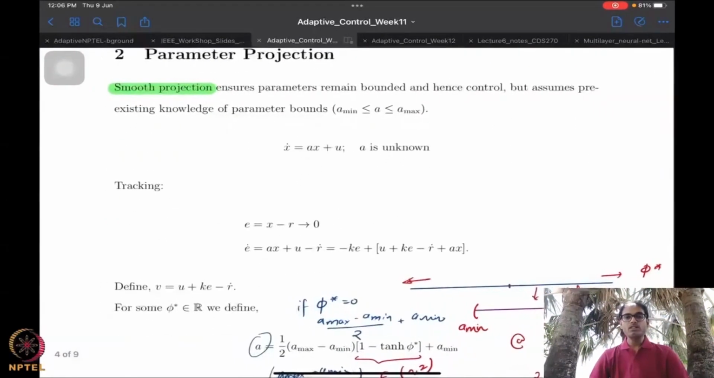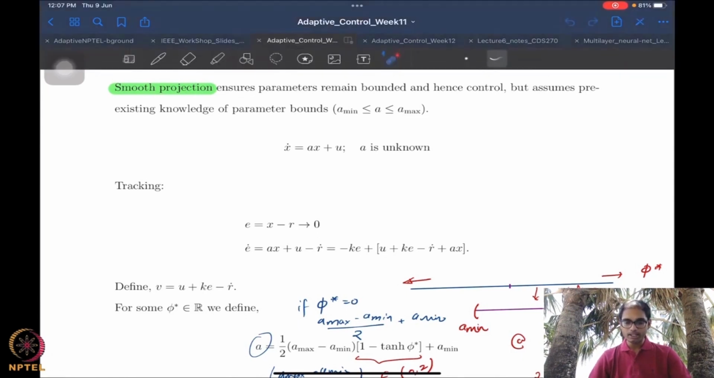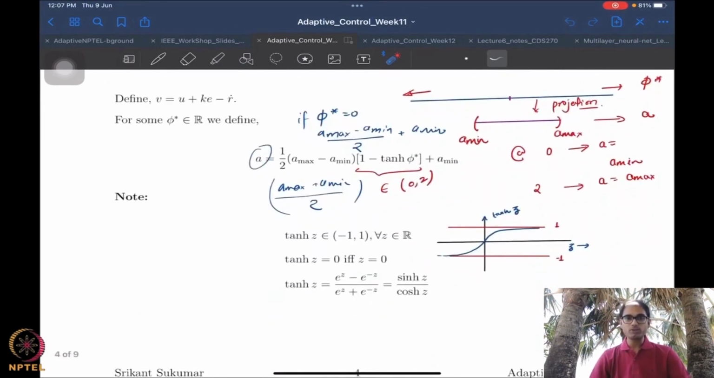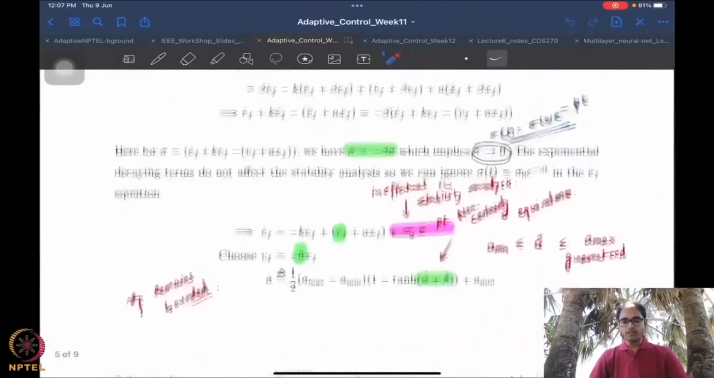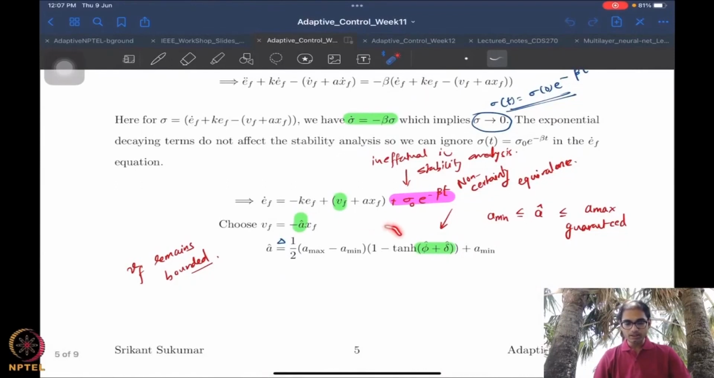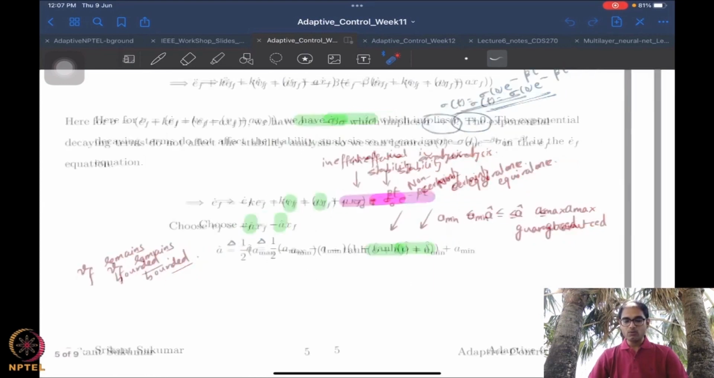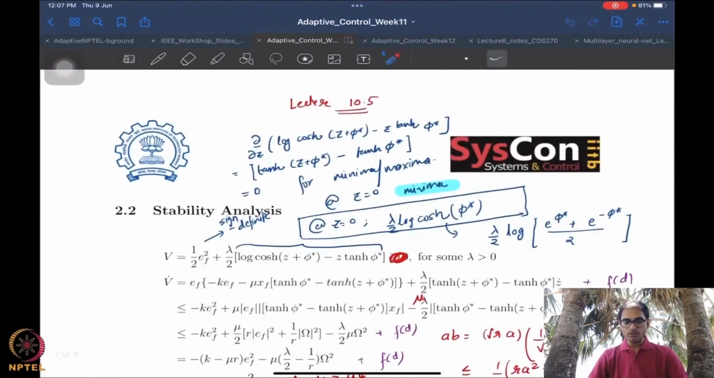In which we assumed some prior knowledge of bounds on the parameter, and with this prior knowledge, we design adaptive laws using projection functions like tanh hyperbolic functions, which will allow you to keep the parameter values within the given bounds. All right. Of course, we did the stability analysis and we figured out some nice properties for such projection based adaptive control laws.